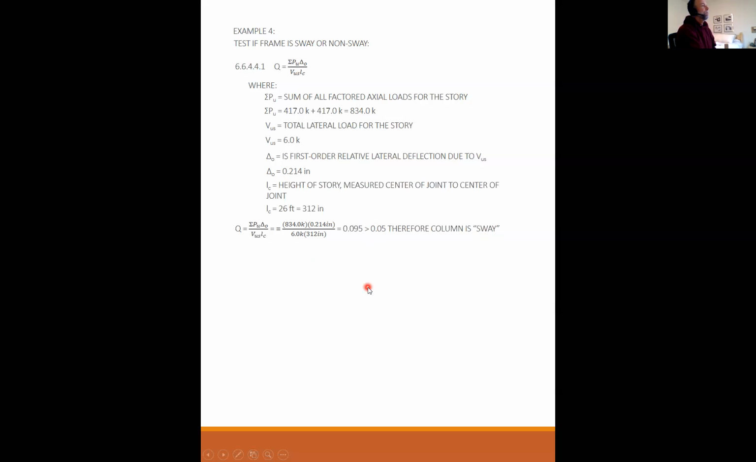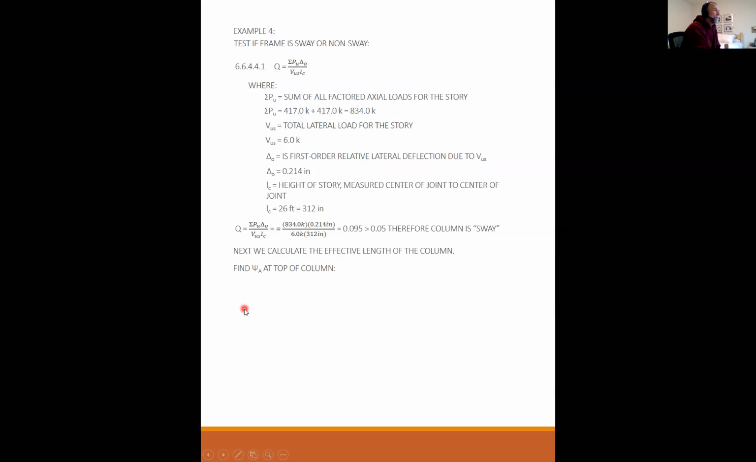And we kind of knew that anyway, because it's the only thing holding up that frame. There is no wall or brace frame or anything else providing stiffness. It is just the columns on their own. But this is just a confirmation that this would be considered a sway column. Next, we calculate the effective length of the column. By the way, any questions about this? Okay.